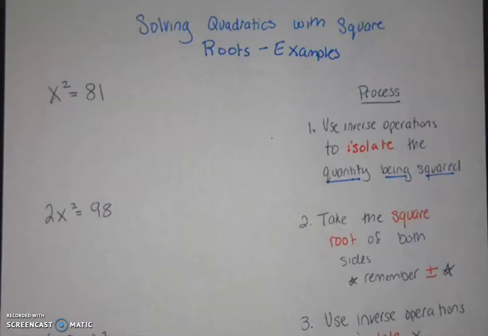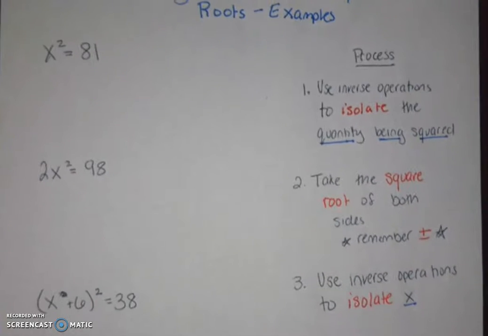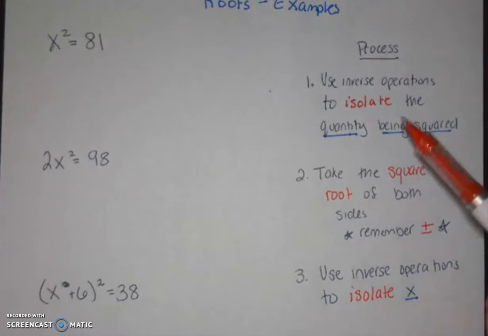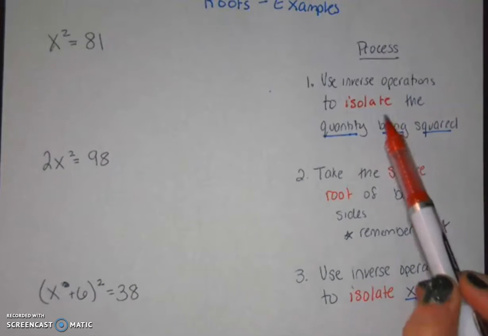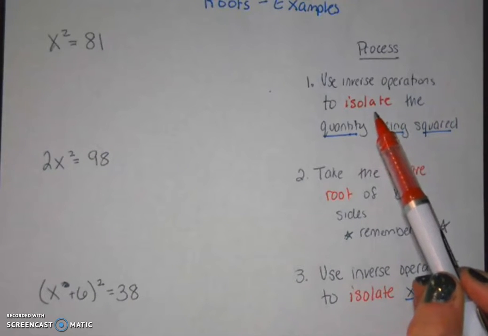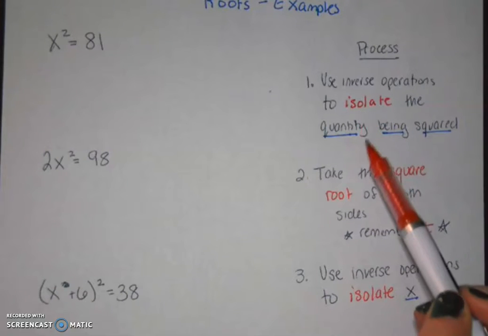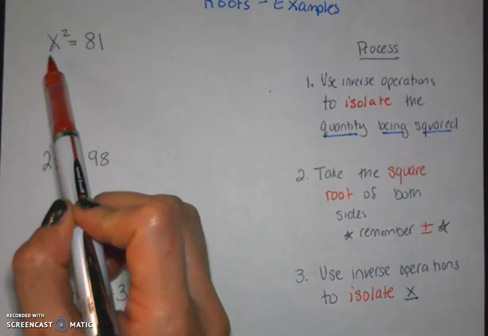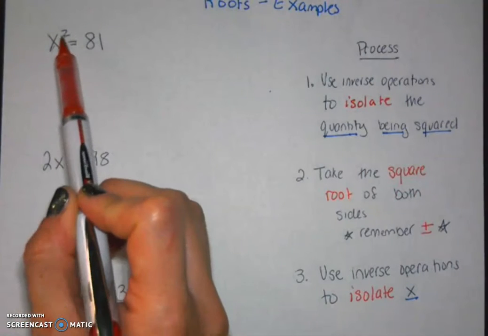In this video, we are going to do some example calculations where we solve quadratics with square roots. And as you can see, I have listed out our process that we will follow on the side. The first thing that you have to do to be able to solve by square roots is isolate the quantity being squared. So on one side, you should just have something squared.